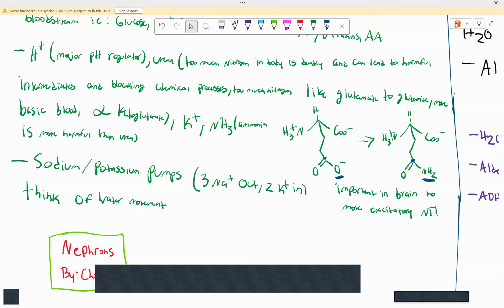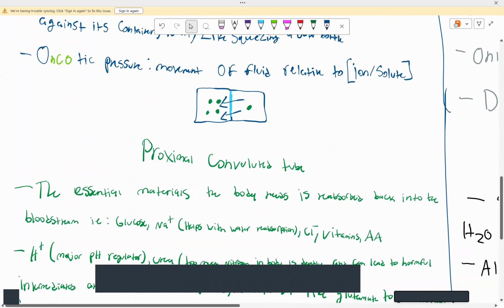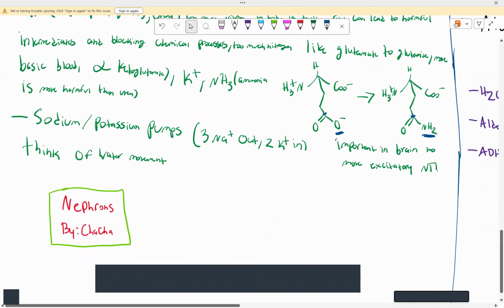If you're trying to think, oh my gosh, I can't remember, is it 3 Na plus out or 2 Na plus out? Think, oh yeah, it's totally going to be 3, because you want the interstitium space to be more concentrated so that water can flow due to that oncotic pressure. Water always follows the ion concentration because it wants to maintain equilibrium. Going back to my crudely drawn image, if there are more ions, water's going to follow so that it can maintain equilibrium. And then 2 K plus in.